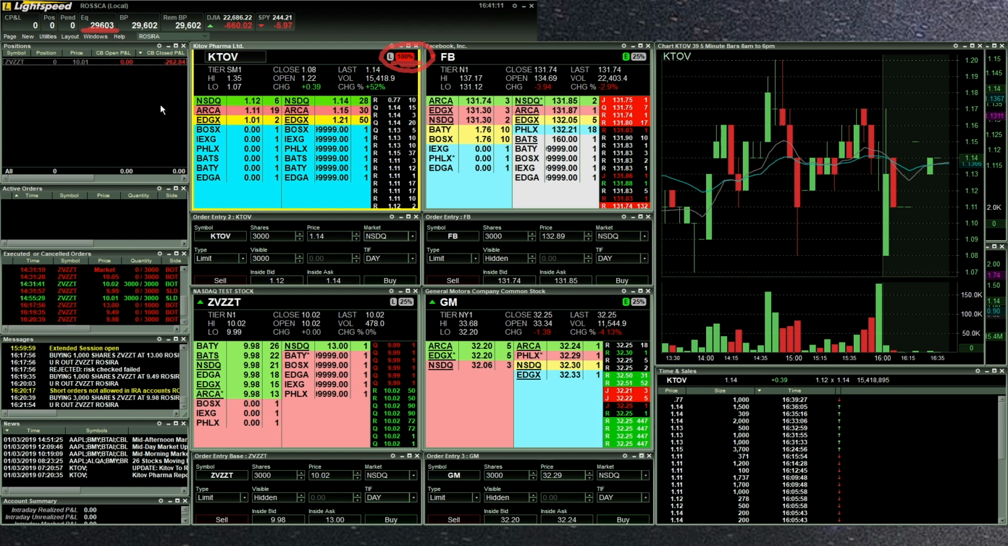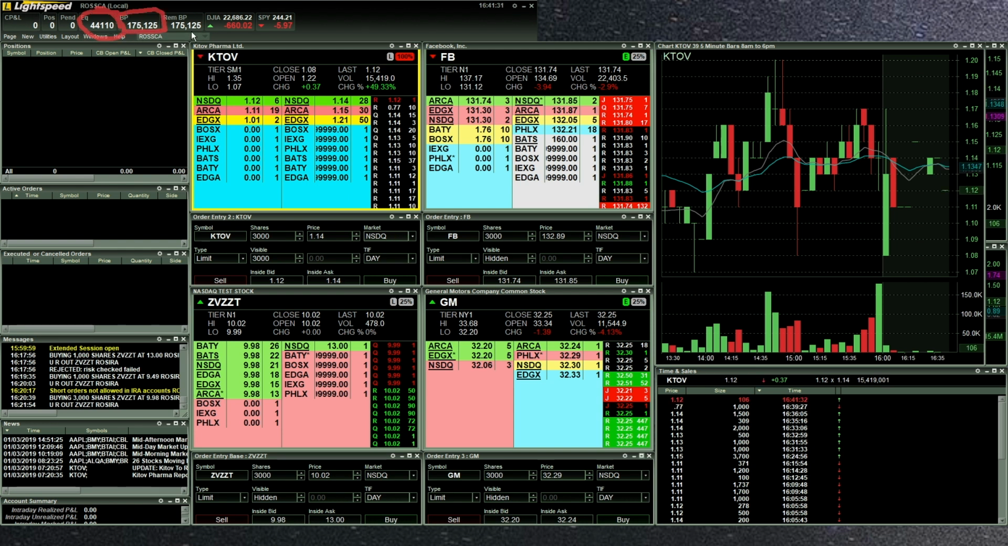Now, this account here is an IRA account. I have my equity and I don't have margin. I can only use this amount. But if I switch over to my traditional account, you'll see I've got the 44,000 times 4 is $175,000 in buying power. But with KTOV, I can only use this amount here. With Facebook, well, I can use all the buying power over here.